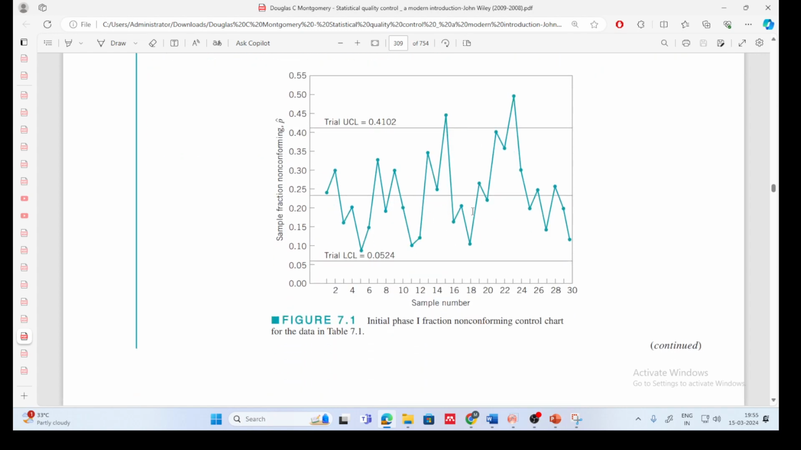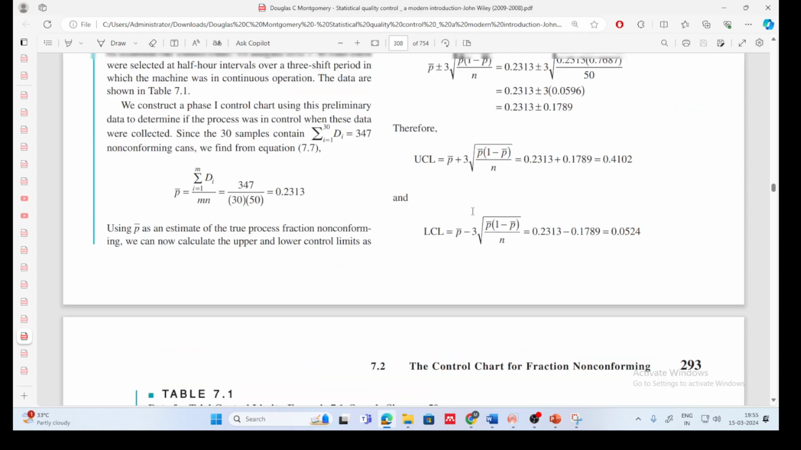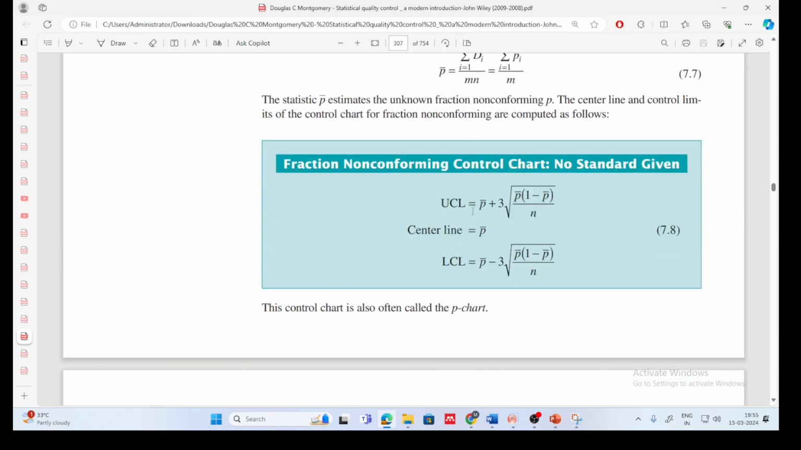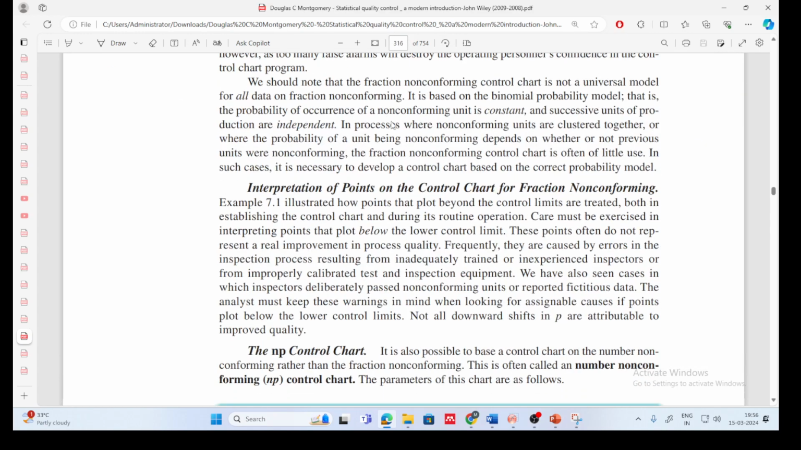So this is all about the P chart. You can just see the formula for this one. For the P chart, this control chart is often called the P chart. Let's say I will show you for the NP chart. What is the formula for it? There is one additional term coming into the picture.